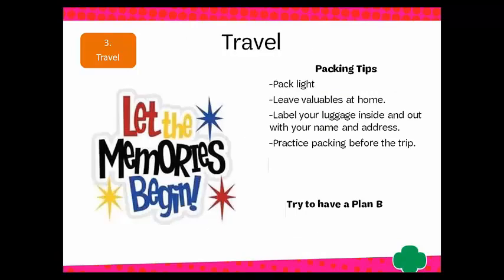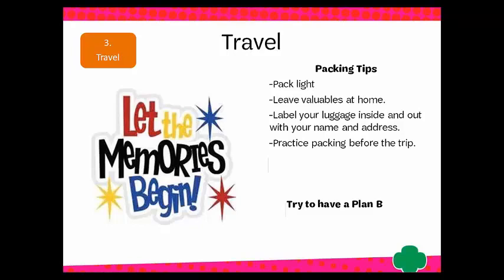All right, moving along, the next step, step number 3, is traveling. So we've done all the hard work of planning. We've gotten the permissions that we need to make memories with our Girl Scouts on their trip. You have been involving the girls in the planning of the trip, so they have been engaged. Now is a good time to go over some packing tips with the girls. So things like packing light, leaving their valuables at home, labeling their luggage. You can even take some time in your troop meetings before the trip to practice how to pack for a trip. It's also helpful during this time to prepare for Plan B, and Plan B stands for backup.